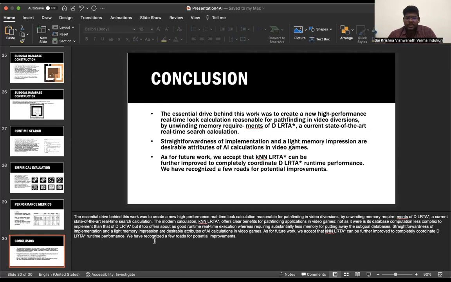As future work, the authors believe that KNN LRTA star can be further improved to completely match the DLRTA star runtime performance. This is how the authors outlined a few avenues for potential improvements.